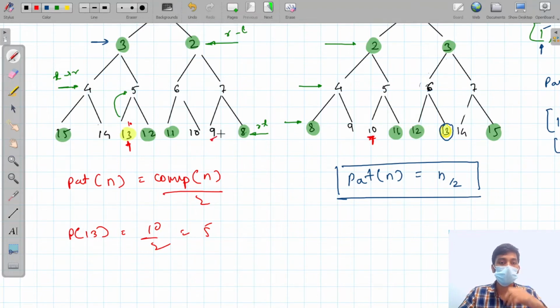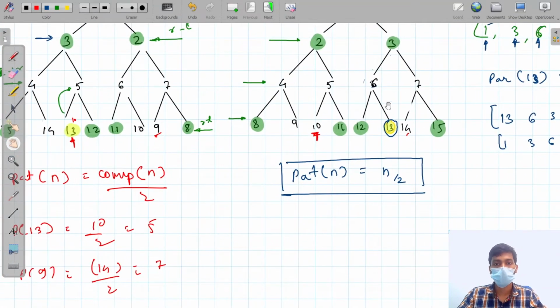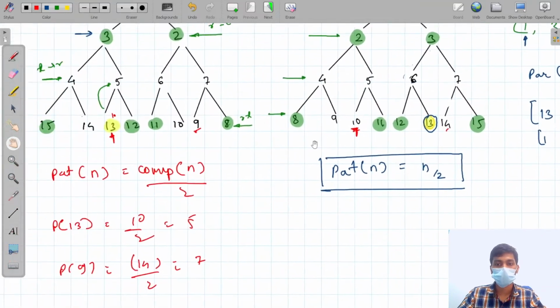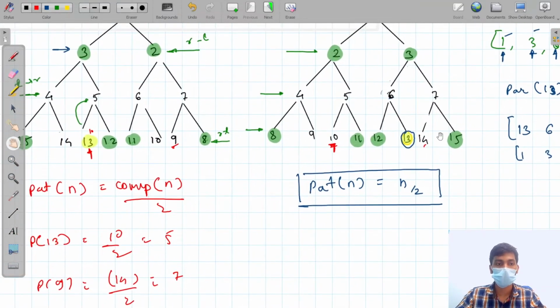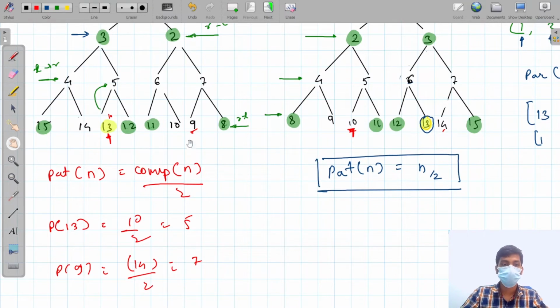Let's try to look for 9. Parent of 9 is nothing but what? Parent of 9 should be what? 4. So instead of this 9, if I am able to get a value 14 somehow, then what is it going to be? 14 by 2 is going to be 7. So here you can see that the value is 7, and our answer, if I declare the 14 as this 7, right? Here we are getting the 7 as the answer. Parent of 9 is 7.